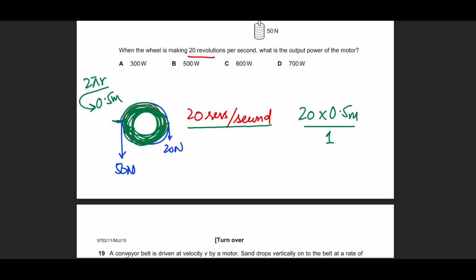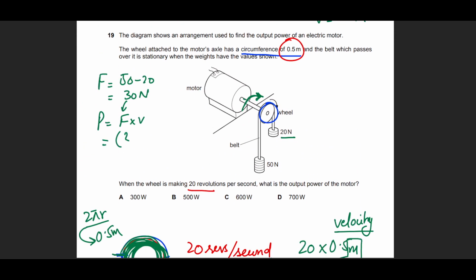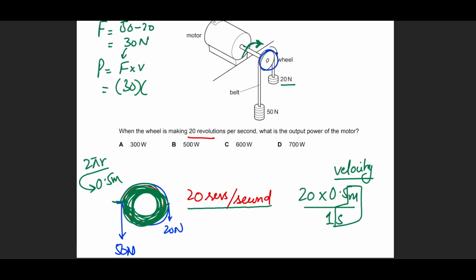So what has this become? This is distance divided by time, which is velocity. We have to be clever about this. This is 30 multiplied by 20 into 0.5 divided by 1 second. So this comes out as 300 watts, which is going to be option A.